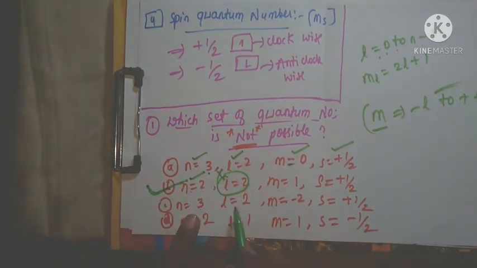Next here, 3 is possible, 2 is possible, minus 2 is possible, all are possible if you check, right? In this way, you have to solve, right? Next, we will go for another example.